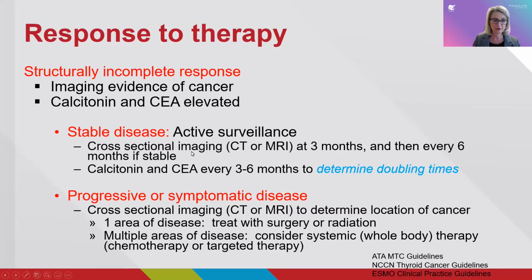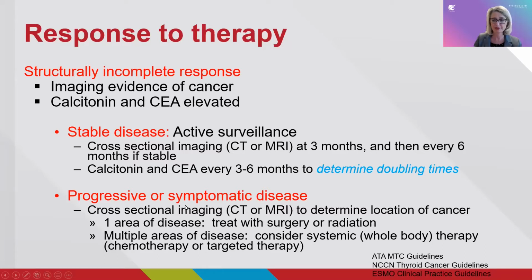If it is stable, and it has not changed for a while, I know at first visit it's hard to know that, but over time, each time we're assessing this response to therapy, if it's been stable, sometimes active surveillance, meaning you're going to watch it closely and then determine treatment later, is appropriate. But you would do imaging at 3 months and then every 6 months as long as it's stable. And if it starts to grow, then you need to speed that up. You also want to check calcitonin and CEA every 3 to 6 months to again look at their doubling time and how fast that is changing.